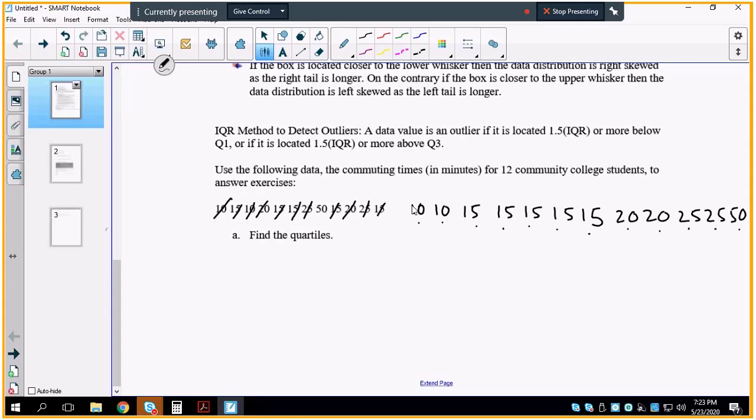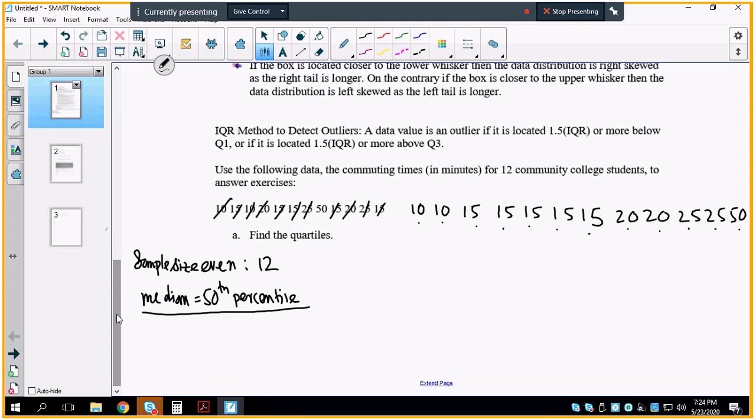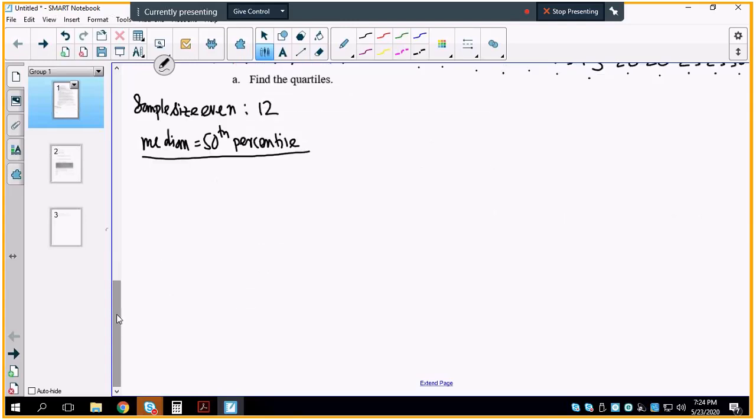Find the quartiles. So first question is the quartile. Just like the last example in our last section, sample size is even. It's a little more work in this situation. Sample size is even and it is 12. So we're going to find the median, and I always want you to remember the median is the 50th percentile. So I'm just going to use the median process.